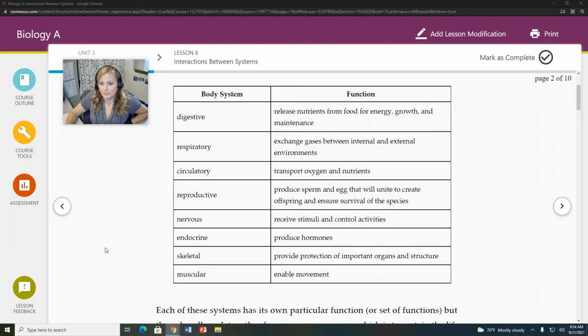So this first chart is just kind of breaking down different body systems and their functions. Digestive, releasing nutrients from food for energy, growth, and maintenance. Respiratory, exchange gases between internal and external environments. Circulatory, transport oxygen and nutrients. Reproductive is to produce egg and sperm that will unite to create offspring and ensure the survival of the species. The nervous system to receive stimuli and control activities, endocrine system to produce hormones, skeletal system to provide protection of important organs and structure of the body, and the muscular is to enable movement.